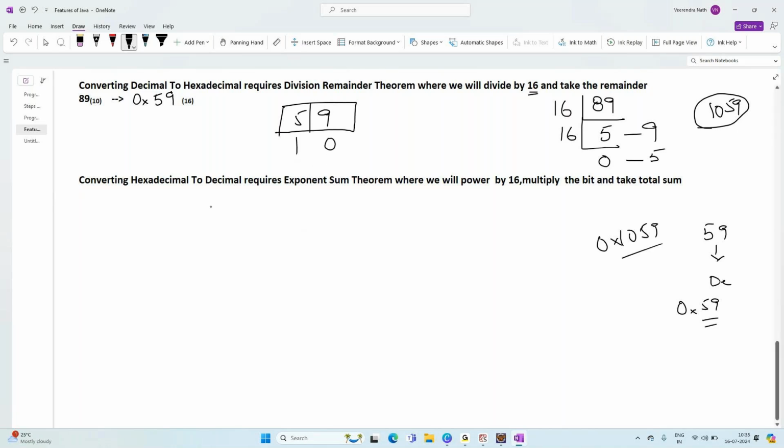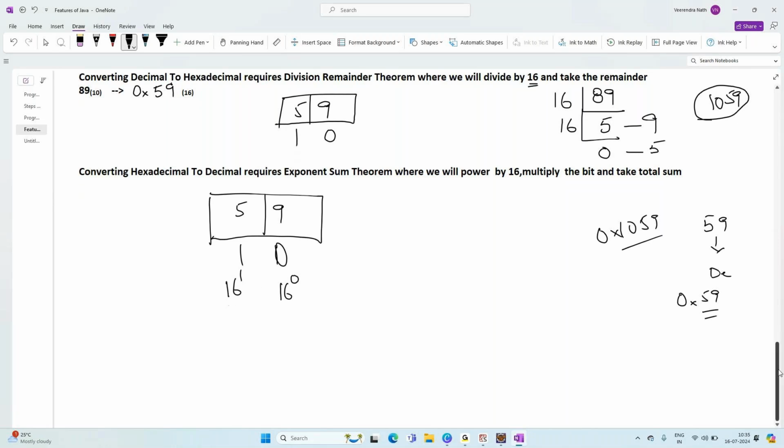Okay, now what I have to do here? I have to go for 5 9. So this is 0, this is 1. 16 to the power of 0, 16 to the power of 1. So now we say, 16 to the power of 0 into 9, 16 to the power of 1 into 5. Clear? Clear or not?